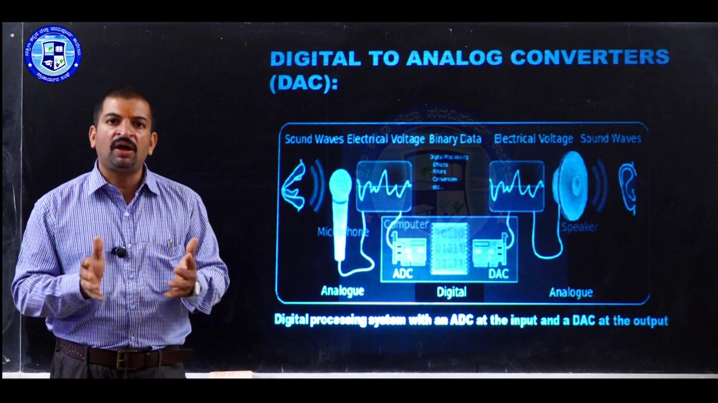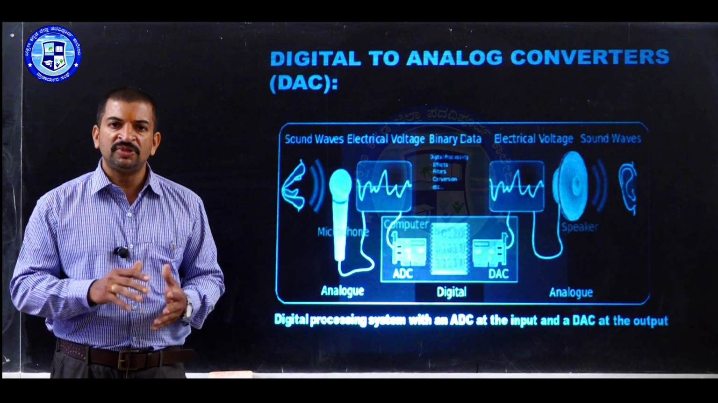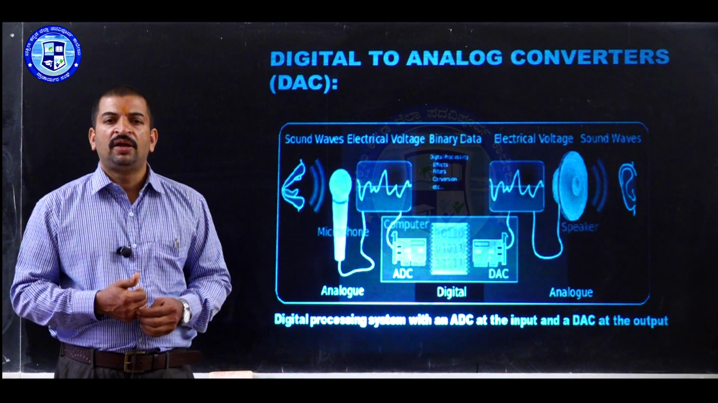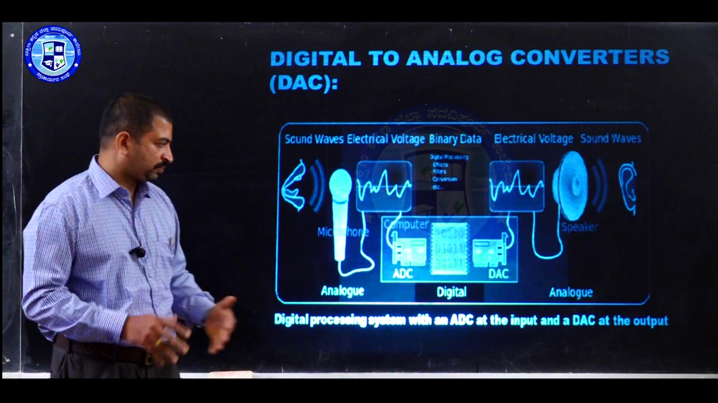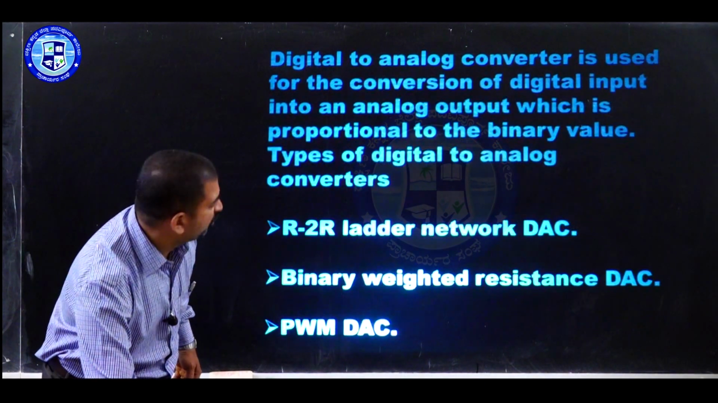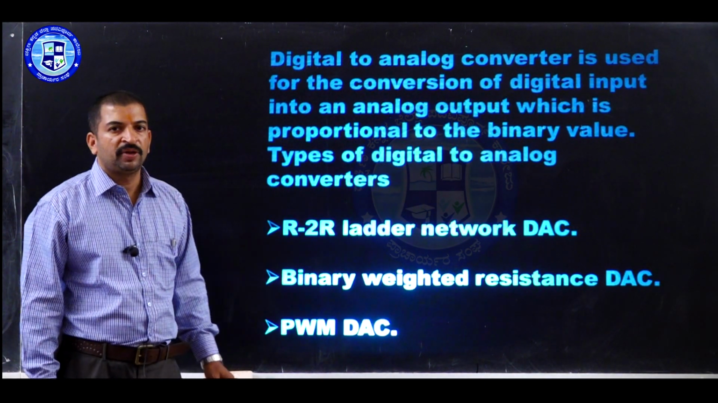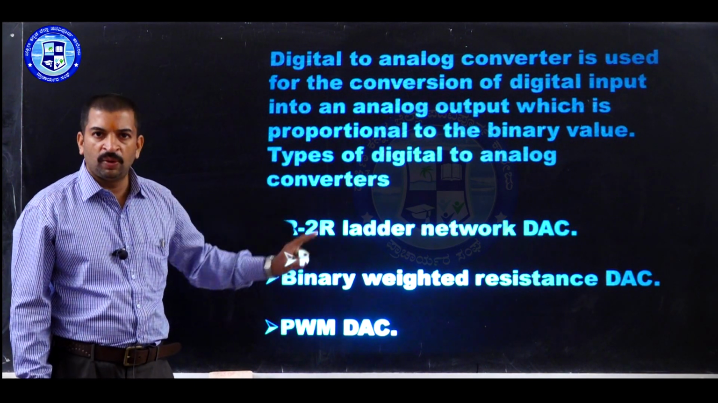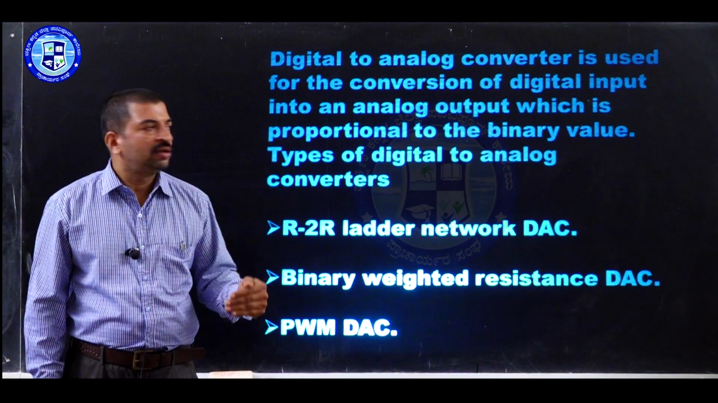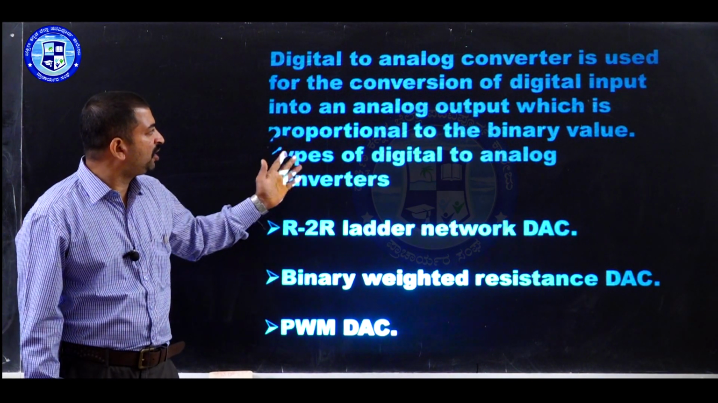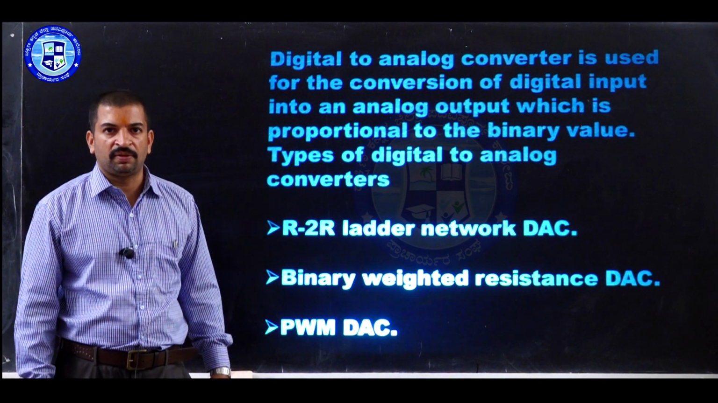So, the analog to digital converter is used for the conversion of the analog signal into the digital signal. We are going to study two types of circuits here. The digital to analog converter is used for the conversion of the digital signal into the analog signal.